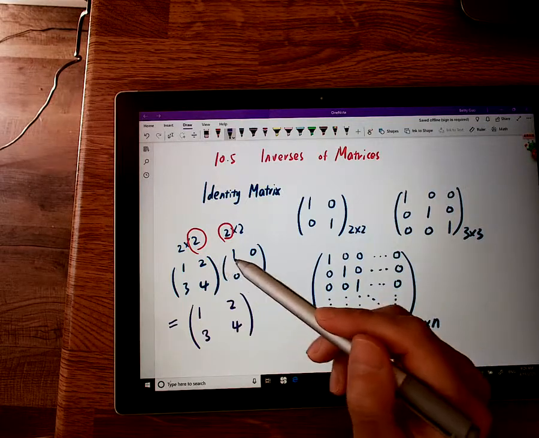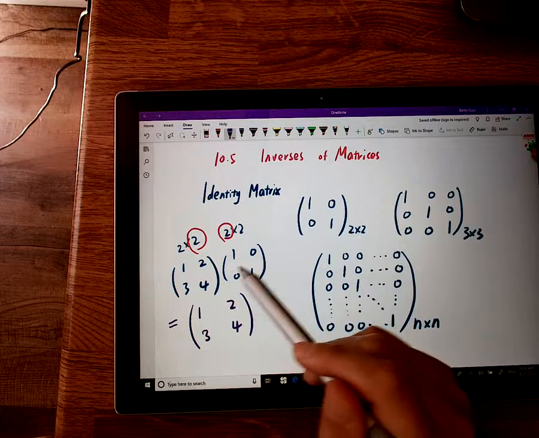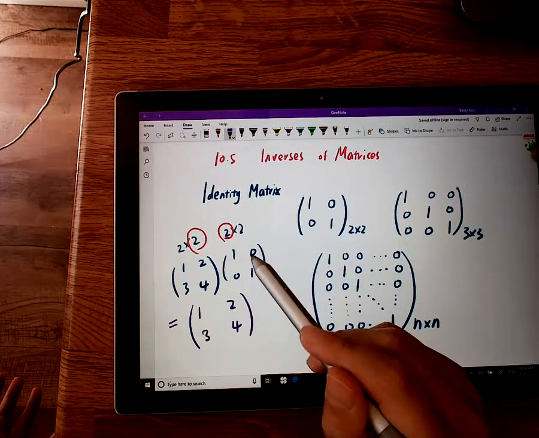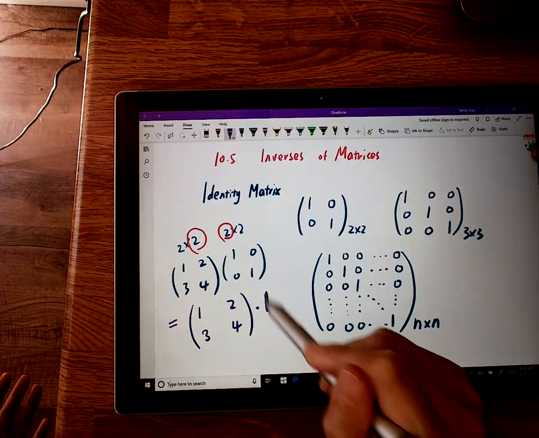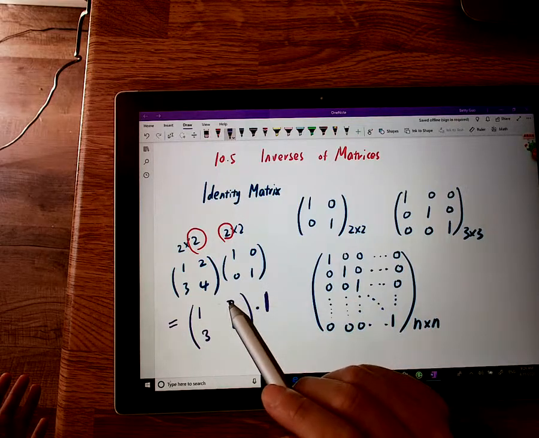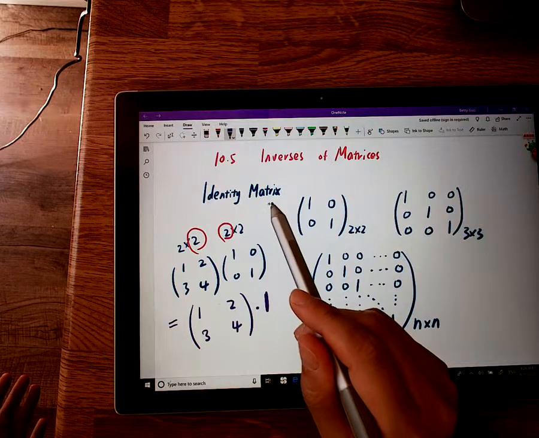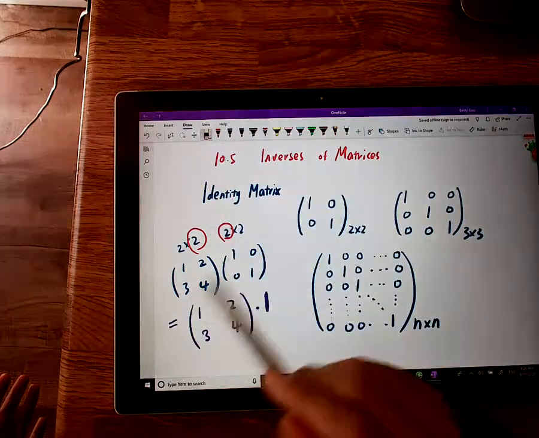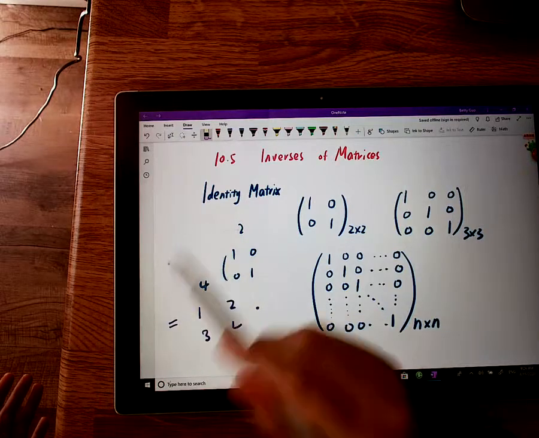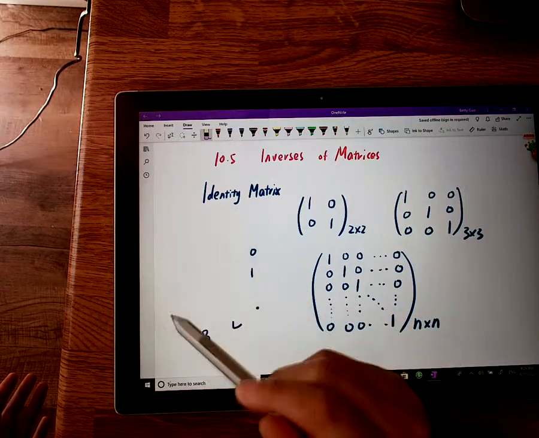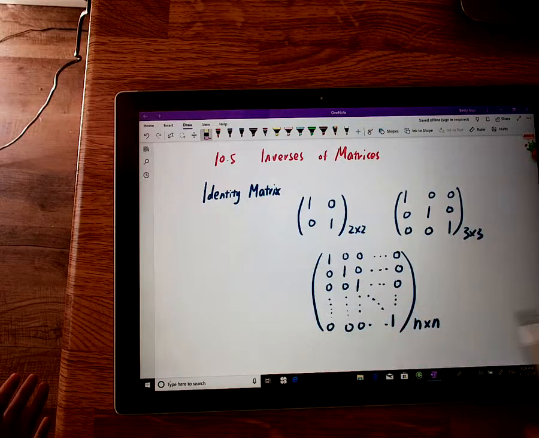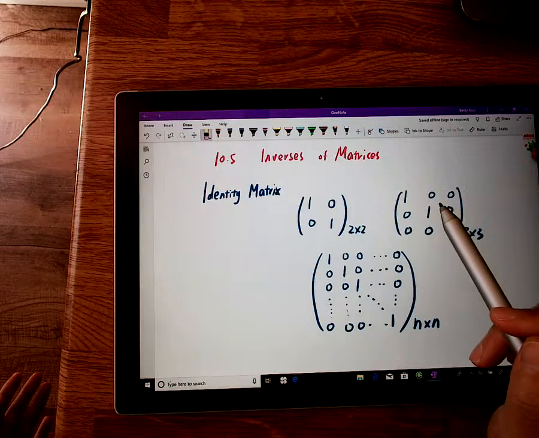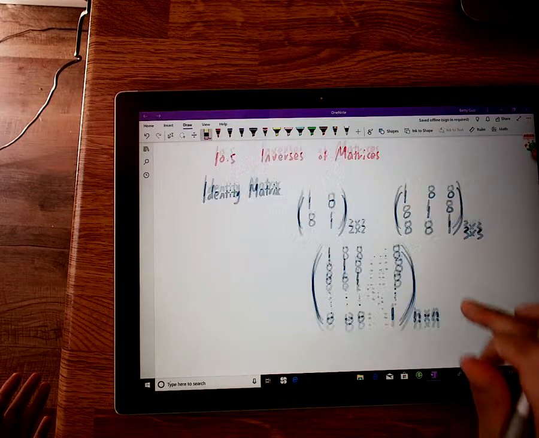You see what happened? This identity matrix doesn't contribute anything. It's just like you multiply by the number 1. So in the multiplication of matrices, the identity matrix is just like the number 1. You understand what I'm saying here, right? Okay. So we have the concept of the identity matrix because we need that definition for defining the inverse of a matrix.